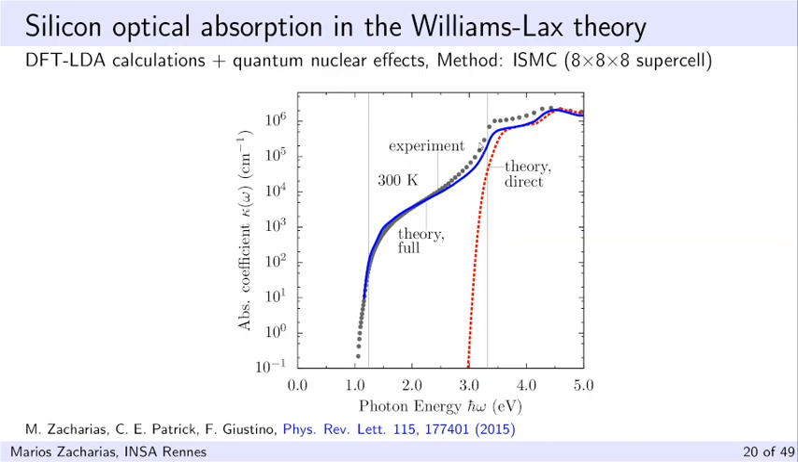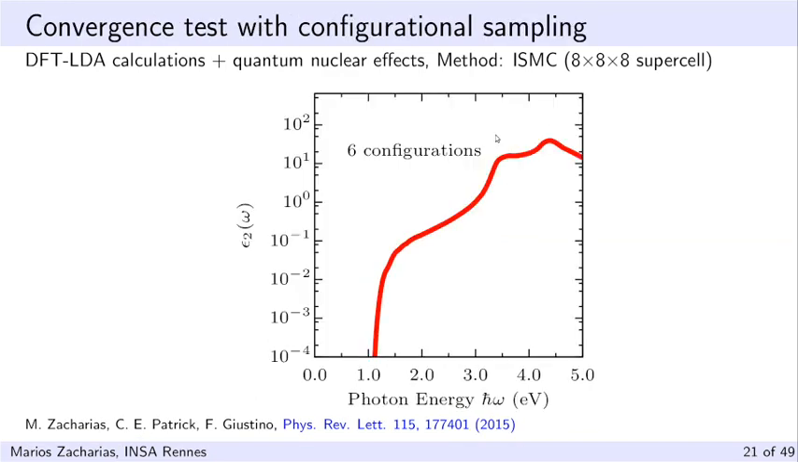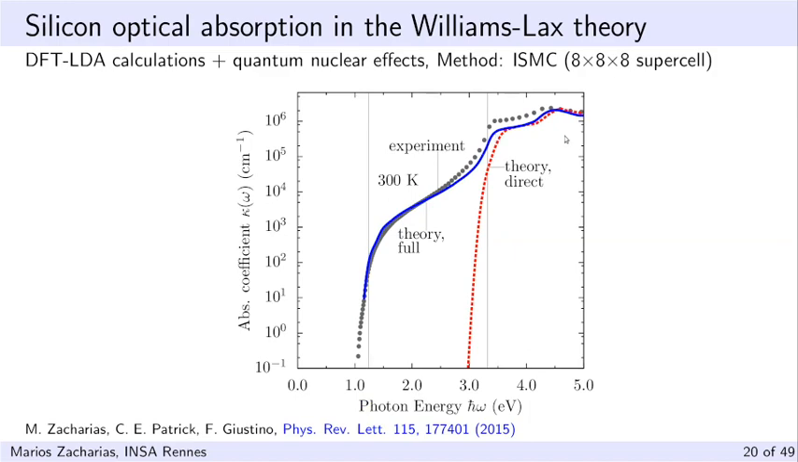Of course, here we are underestimating experiment because we are not including excitonic effects in our calculations. But of course, someone can combine this methodology with excitonic effects and also capture the missing oscillator strengths here. So for this calculation, we have used about 10 configurations.